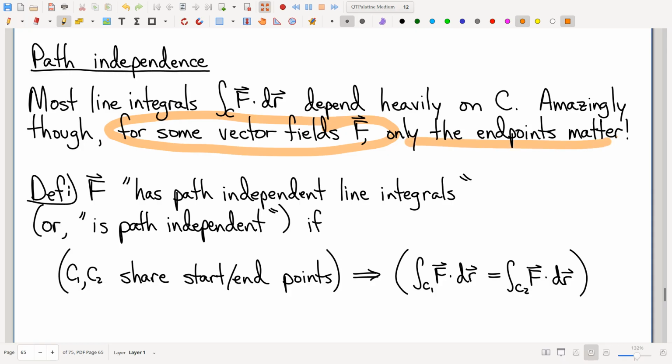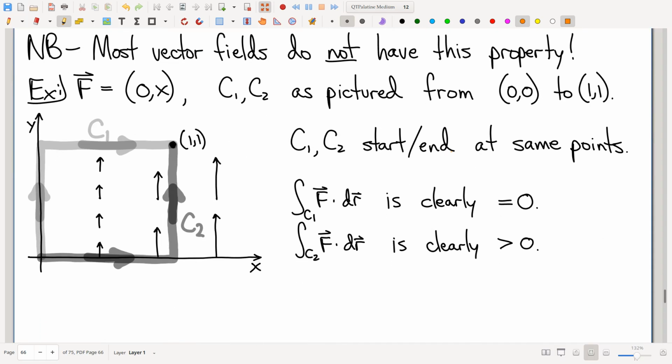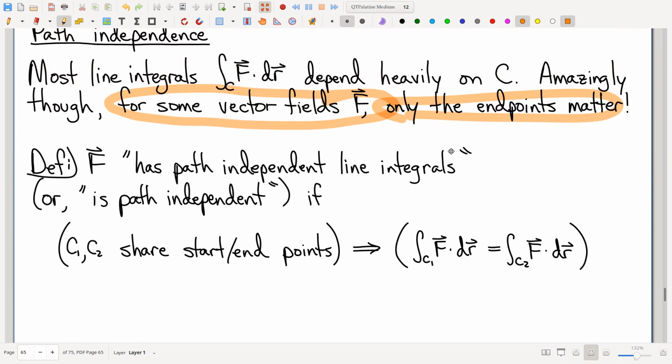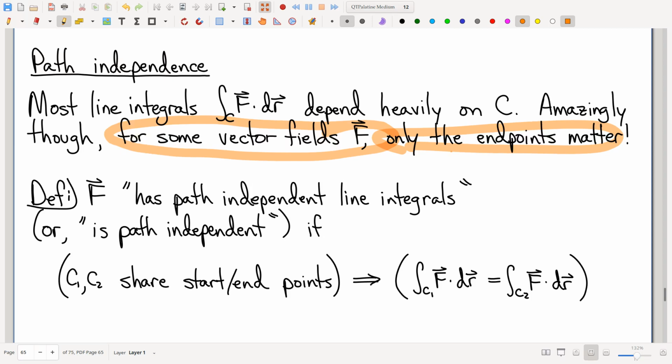Only the endpoints matter. And which path you take, whether I get from 0, 0 to 1, 1 by the C1 curve or by the C2 curve, whatever, doesn't make any difference. What an outrageous suggestion that the path wouldn't matter. But this does happen sometimes, and in a certain sense of the word, kind of often.